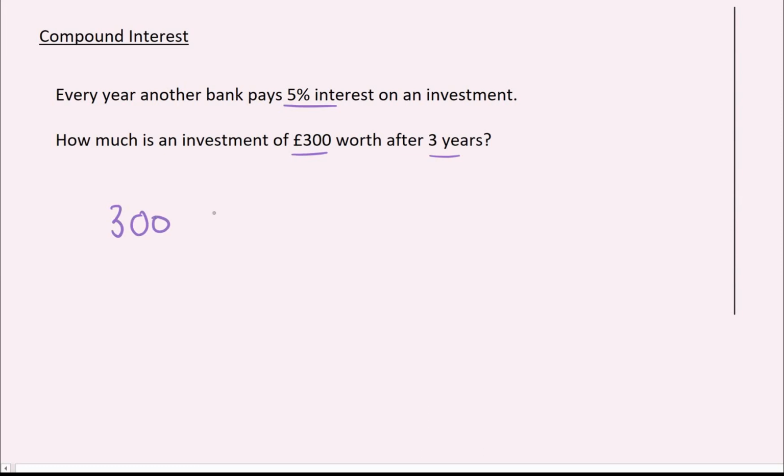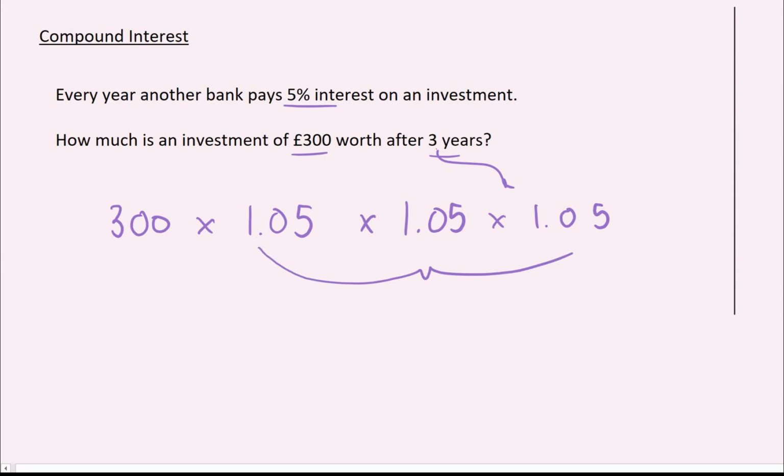To increase by 5%, I would have to times by 1.05. I'll then work that out, and then I have to increase by 5% again. So I have to times by another 1.05. And then, because it's 3 years, I need another times by 1.05. And that's it. That's what you can type in to work it all out. There is a shortcut. We can just use indices here. So it's going to be 300 times by 1.05, and because there are 3 of them, it's going to be that to the power of 3.